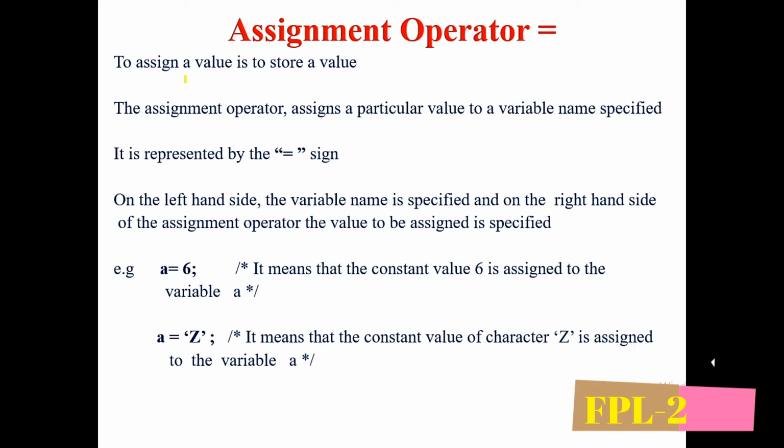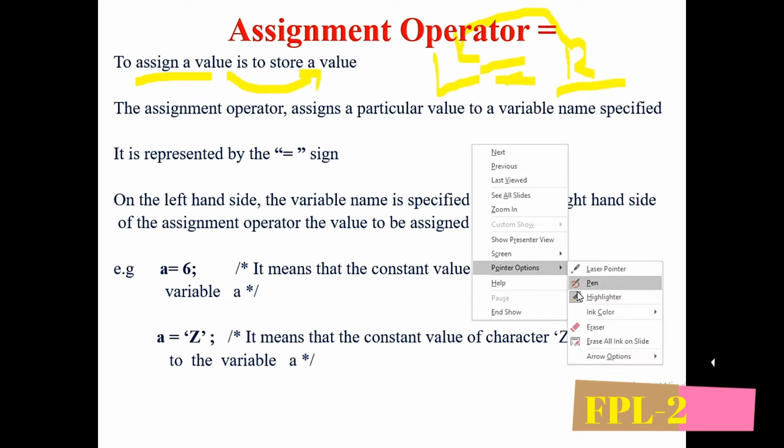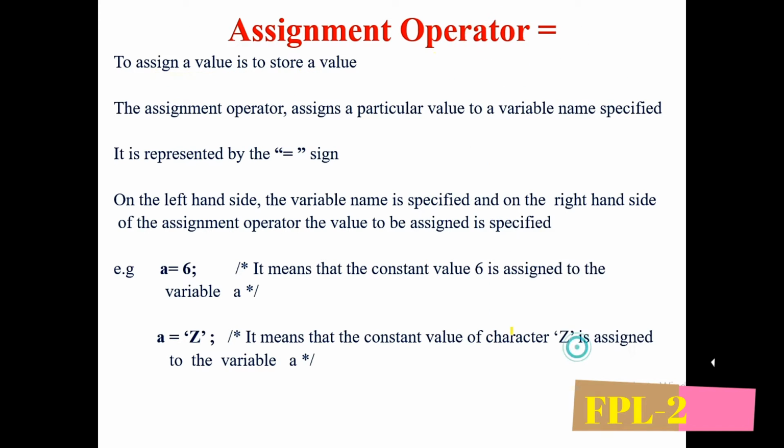The task of the assignment operator is to assign a value and store it in the thing present on the left hand side. It takes the value from the right hand side and stores it into the left hand side. The assignment operator assigns a particular value to a specified variable name. It is represented by the equal to sign.